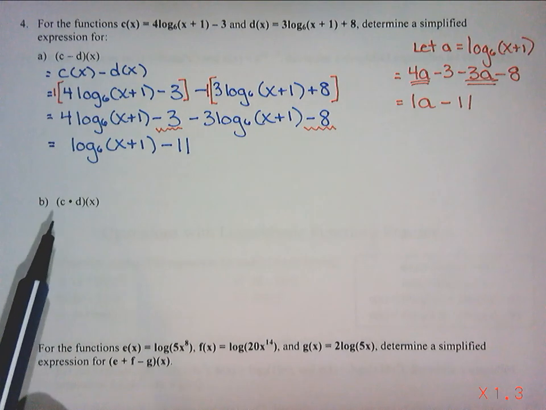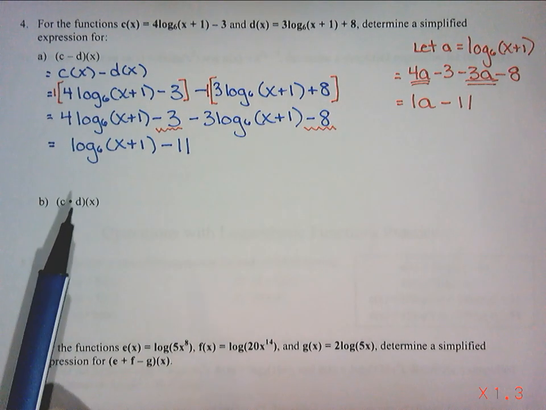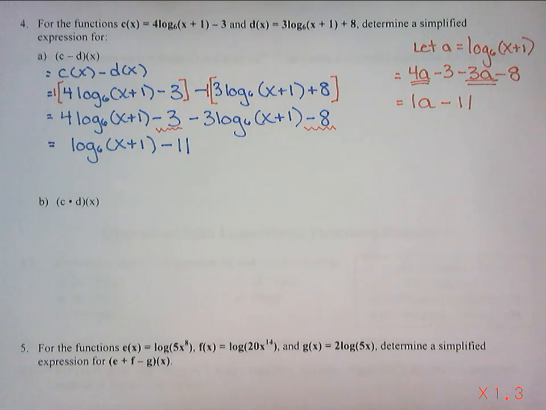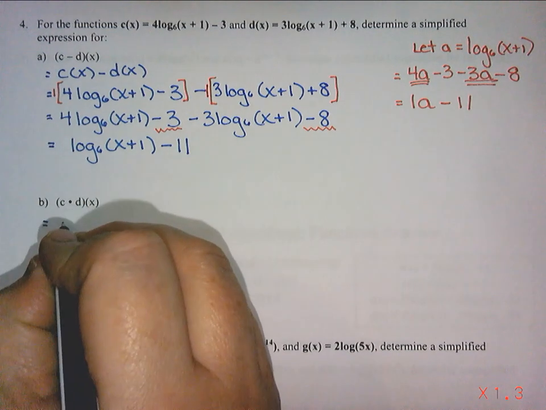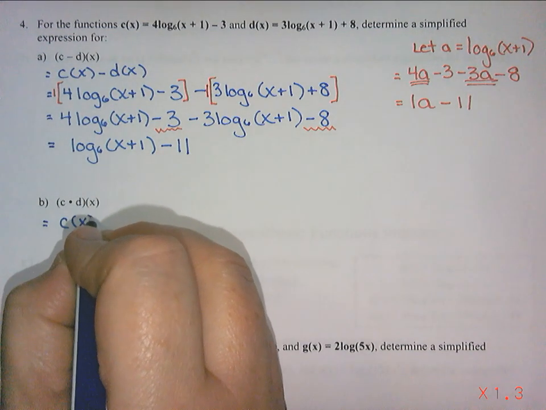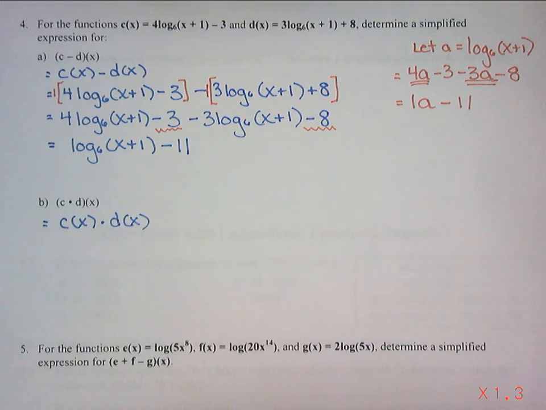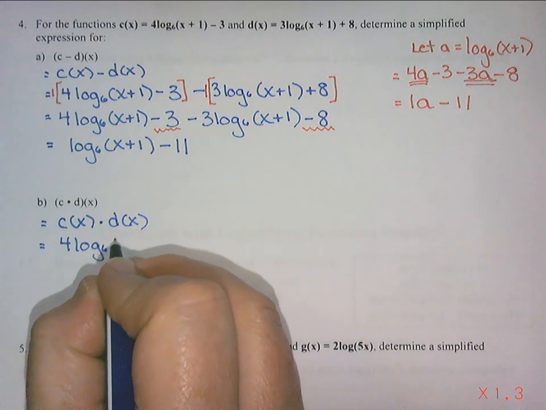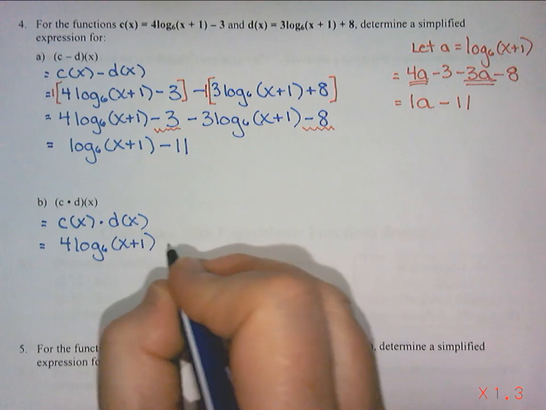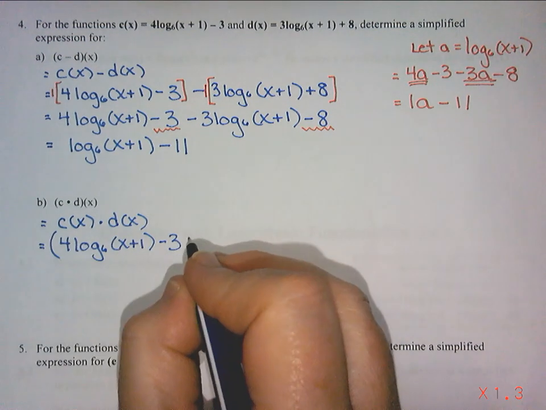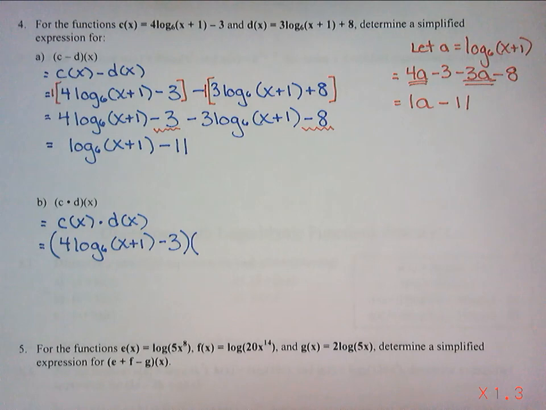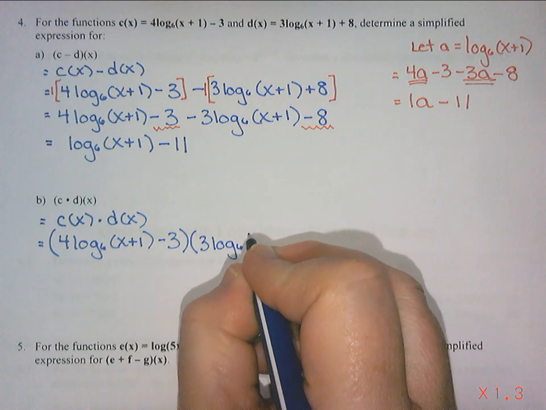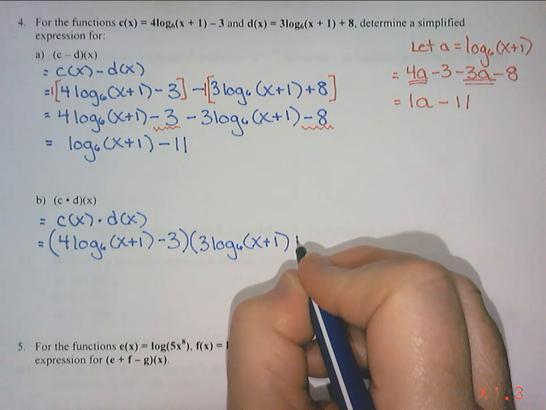Okay, we're going to take a look at B. So for B, I have C times D of X. So we're taking C of X and D of X, and this time we are multiplying. So this is C of X times D of X. C of X is 4 log base 6 of X plus 1 minus 3. That needs to go in the bracket to show that those two terms are together. And then we are going to multiply by 3 log base 6 of X plus 1 plus 8.